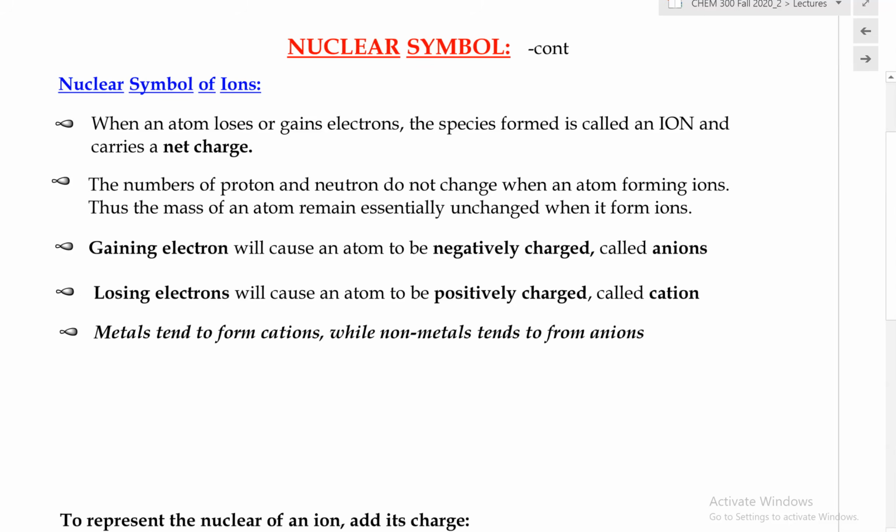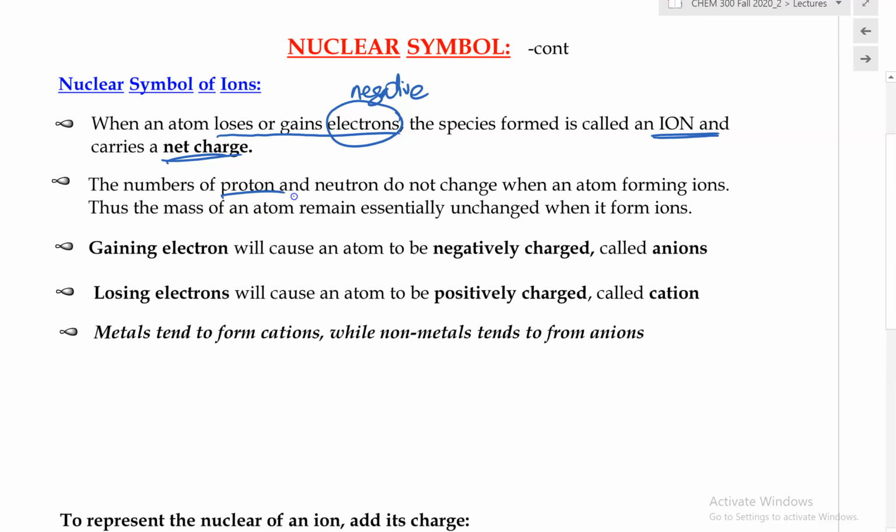Now, we can also apply the same analogy and write the nuclear symbol of an ion as well. So what is an ion? An ion is basically when an atom gains or loses electrons. If they gain or lose electrons, the species that they become is something we call an ion. And they carry a net charge because electrons have negative charge. So if an atom is neutral at the beginning, and now it is gaining or losing electrons, it will then become charged.